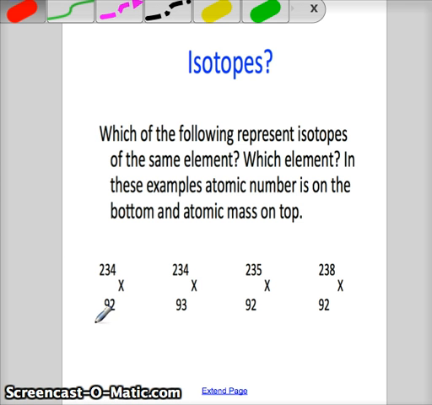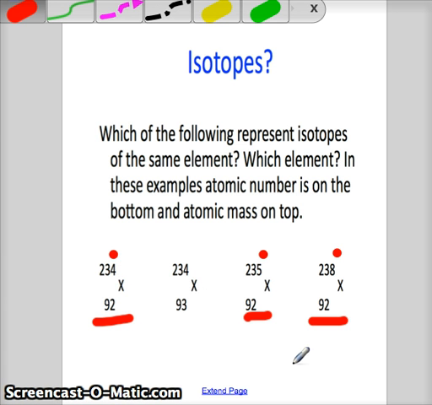So the ones that are isotopes are the first, the third, and the fourth. Reason being is because they are the same atomic number. So they have the same atomic number, meaning they have the same number of protons, meaning they are the same element. The thing that is different is the mass number: 234, 235, and 238. They have the same number of protons, same atomic number, but the number of neutrons changes.